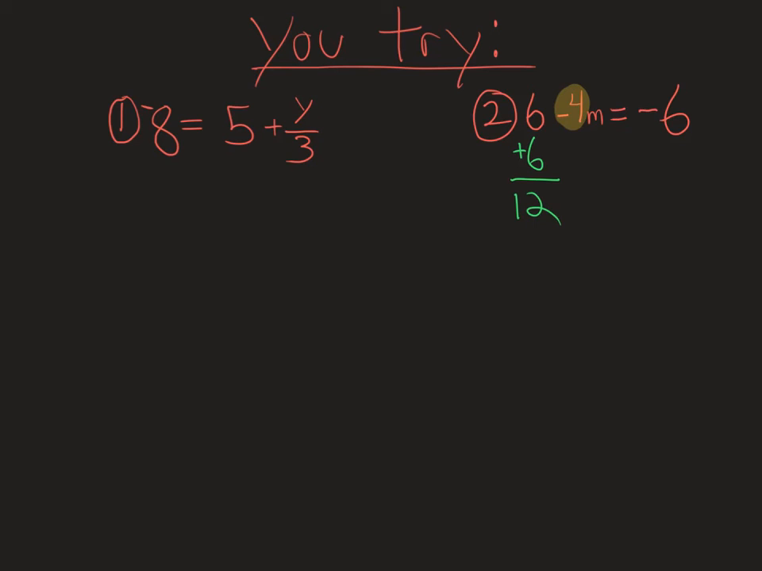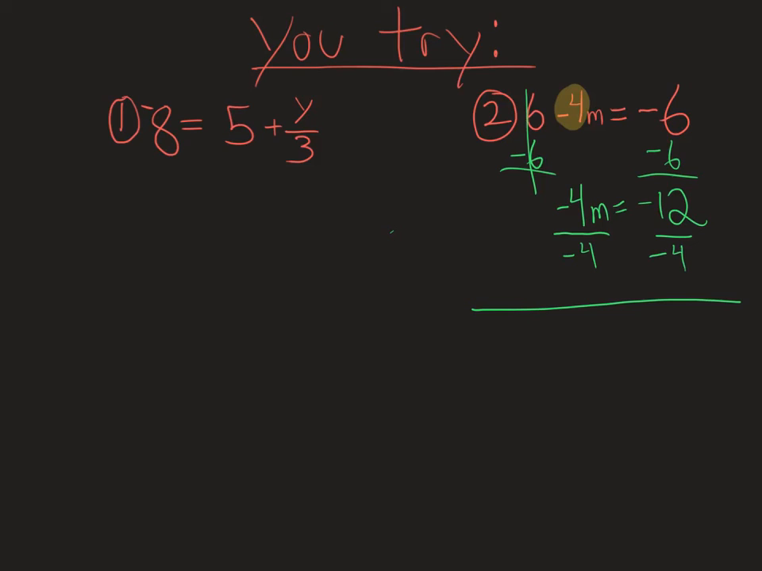So notice that 6 is positive. What do I need to bring to cancel the positive 6? I need to do a negative 6. 6 minus 6 is going to cancel to 0. Same on the other side, makes negative 12. And then we can bring down the minus 4m and divide off the negative 4 on both sides to finish. Let's give you another problem like that so that you can actually practice as well.